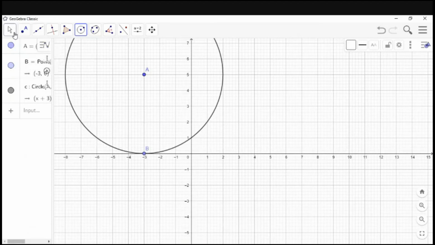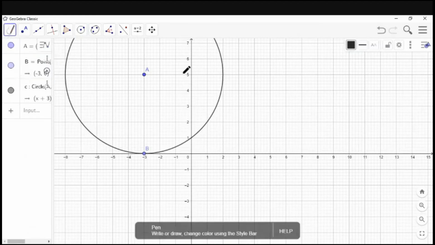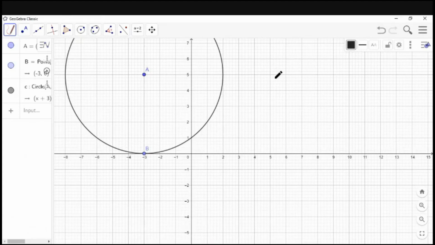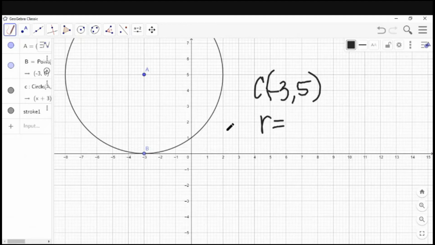So like how we solved number 1, we need to identify the values that we have to have for us to solve the standard form of the equation of this circle. So we already have the value of the center, or the coordinates rather, of the center, which is negative 3, 5. We just need to figure out our radius.